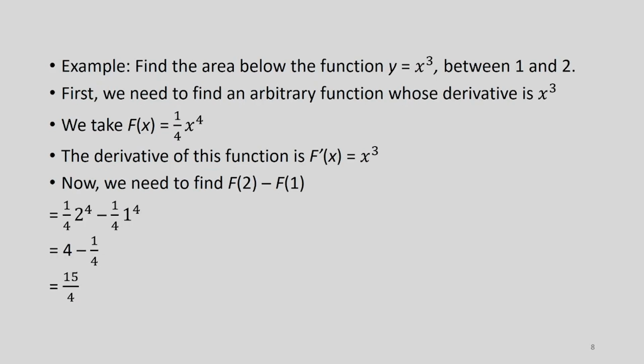Okay, an example is given here of how to find the area below a function between two particular values. Find the area below this function, which is given to us as y is equal to x cube, between the points 1 and 2. So, as we know, what was the algorithm? We have to find another function such that the derivative of that function is equal to x cube, and then use that function. The derivative of the function that we find should be equal to x cube.